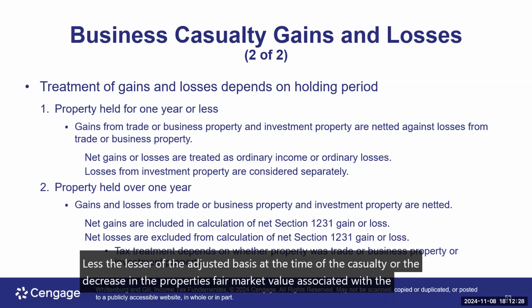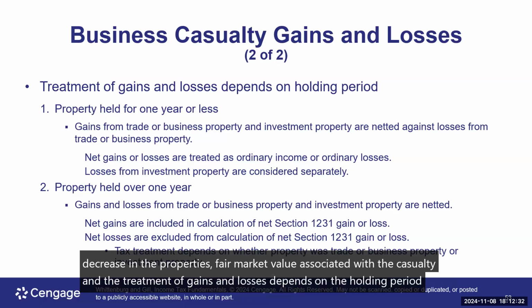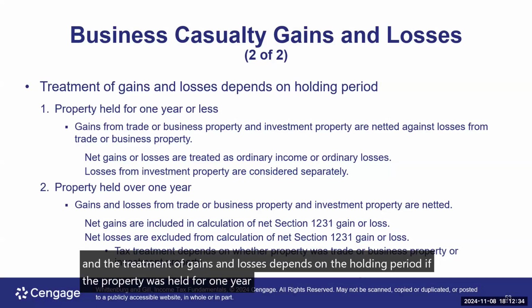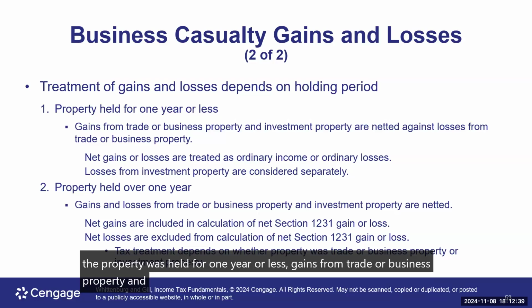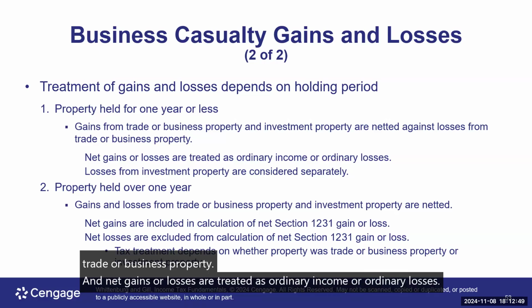And the treatment of gains and losses depends on the holding period. If the property was held for 1 year or less, gains from trade or business property and investment property are netted against losses from the trade or business property. And net gains or losses are treated as ordinary income or ordinary losses.